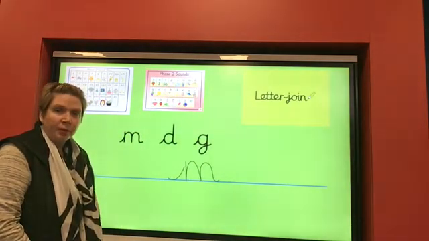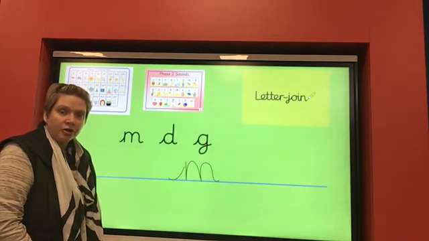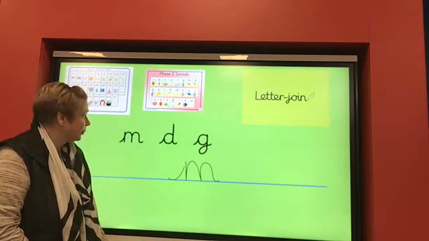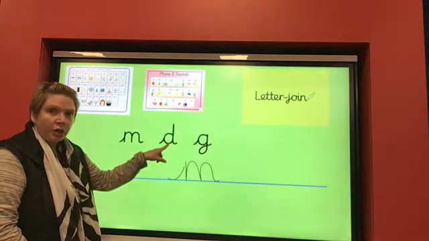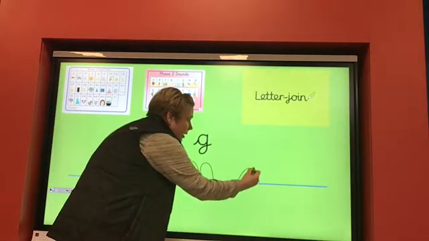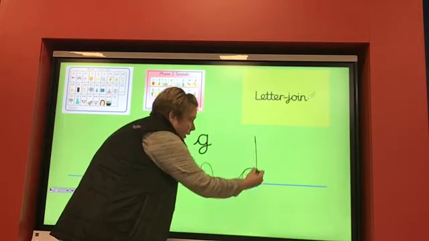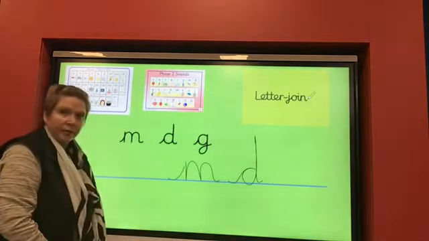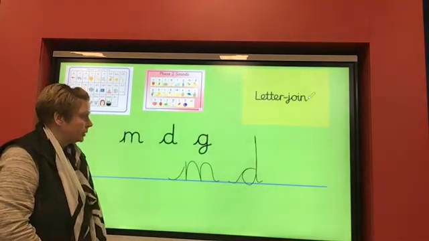Really impressed with what people have been sending in and how hard you're trying with these leading lines. Let's have a look at D. Fabulous. Leading line before we do the letter D. It makes that D sound.